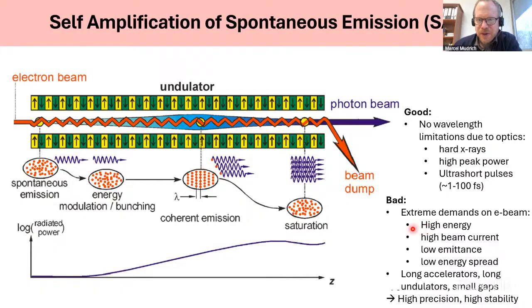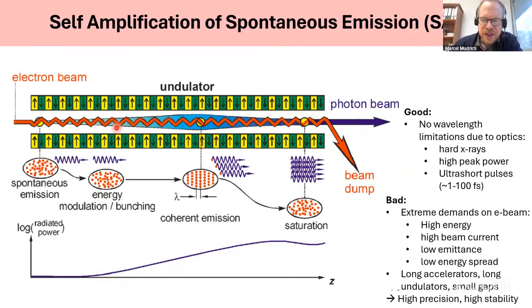But to reach SASE operation, we have extreme demands on the electron beam, meaning that the electrons have to be accelerated to very high energy. We need a high beam current, low emittance, and also low energy spread for this to work. The reason is that we need this very intense undulator radiation in the first place to achieve the regime of the back coupling of the undulator radiation with the electron bunches.